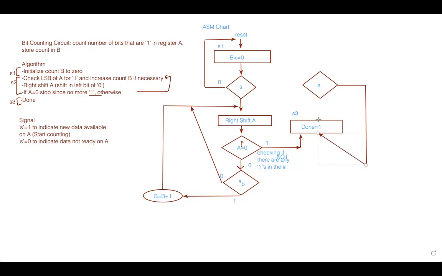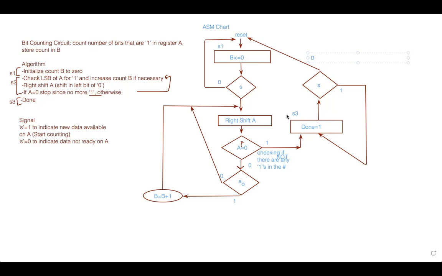Okay, but if there is now data available, it's going to clear the previous count and go up here. If there is no new data available, if there is no data ready on A, it is going to wait until there is data available. And so now what we do is, let's repeat this.